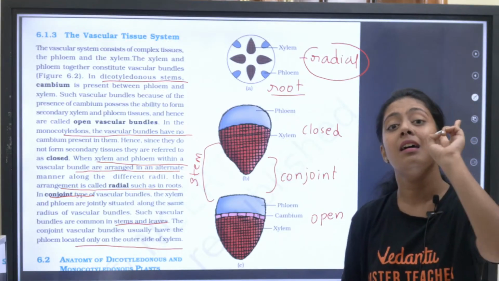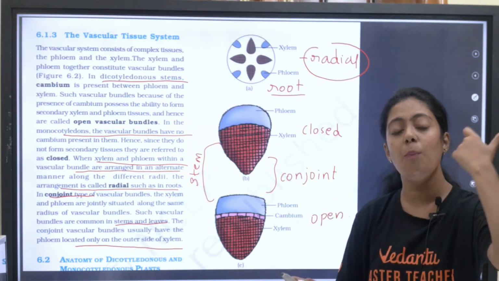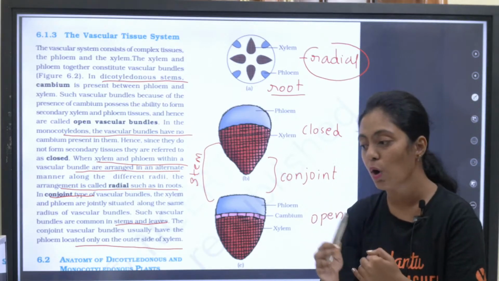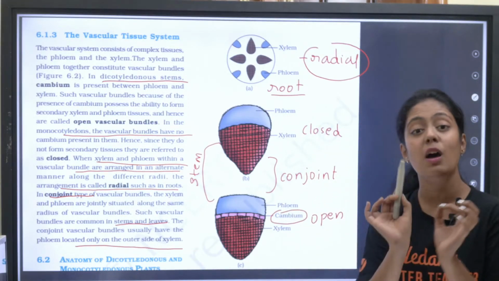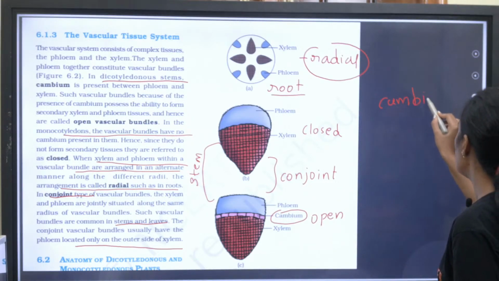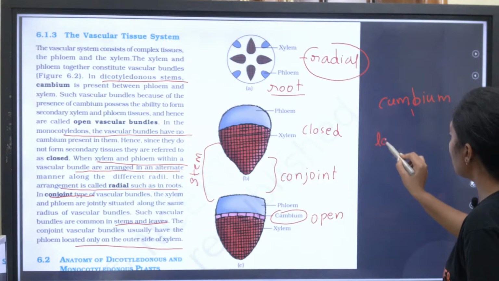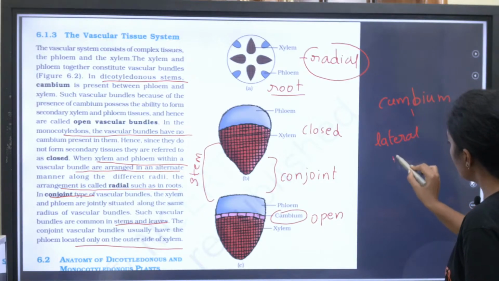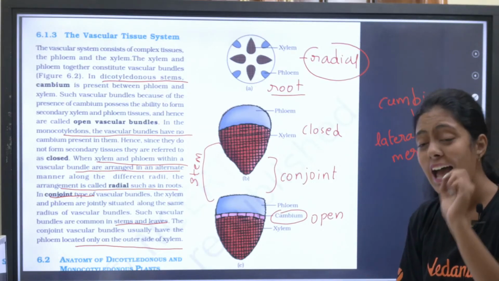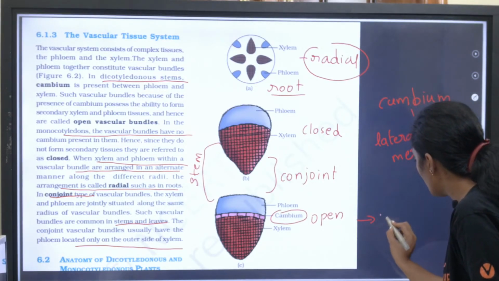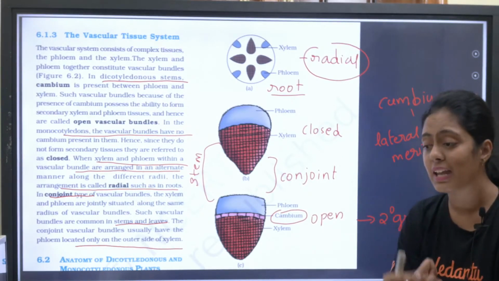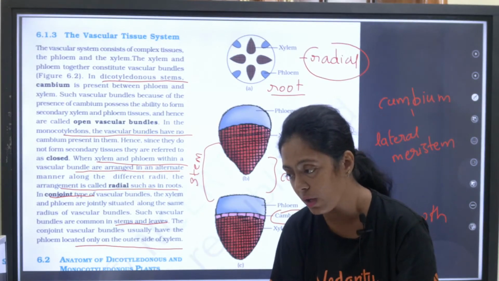In conjoint there are two types: one is open, the other is closed. I call it open when there is cambium between the xylem and phloem. What is cambium? Very simple, pasangla. Cambium is a kind of lateral meristem. The lateral meristem helps in differentiation, and as a result it will undergo secondary growth. What is secondary growth? Production of secondary xylem and production of secondary phloem.